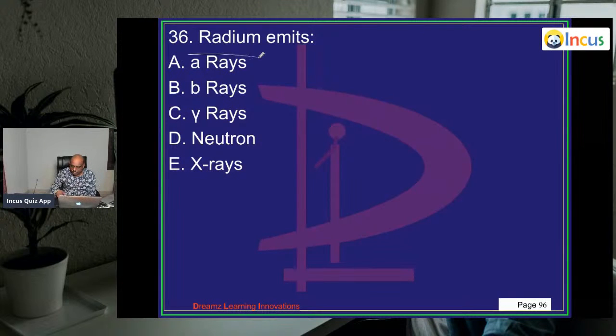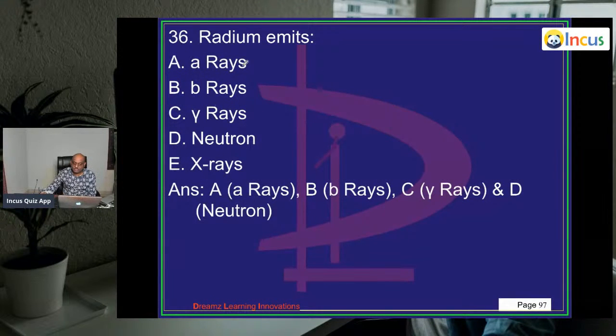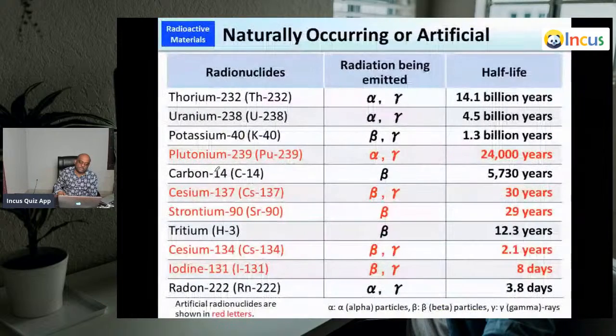So what does radium emit? It emits alpha rays, beta rays, gamma rays, and neutrons, all of them. So you should know what are alpha emitters, beta emitters, gamma emitters, alpha and beta emitters. That is very important, doctor. So this is what I am trying to re-emphasize for you.